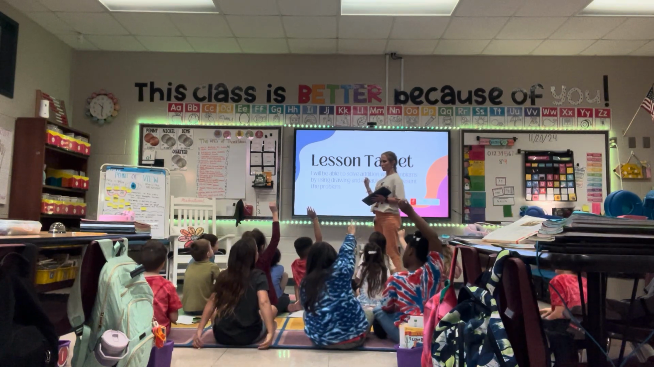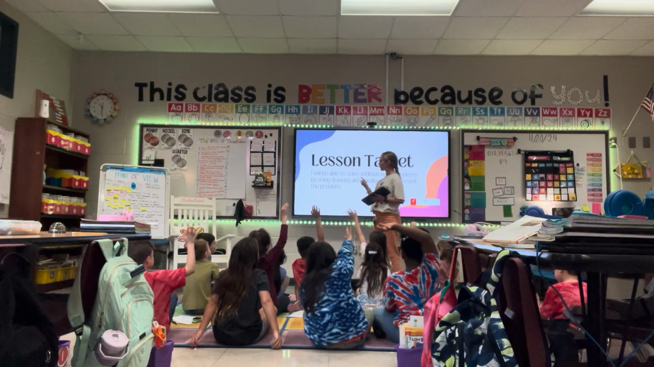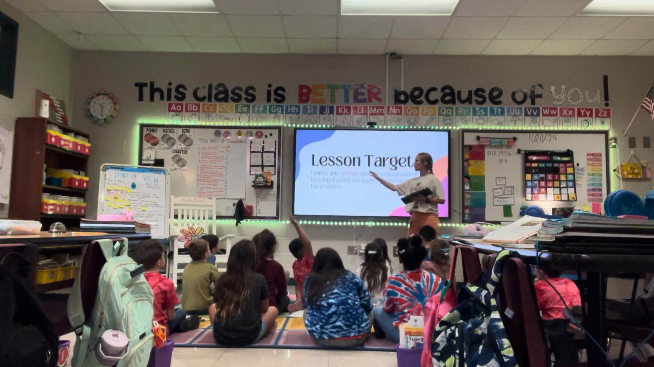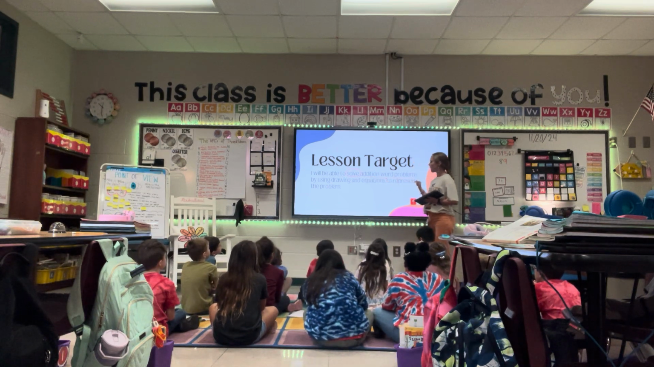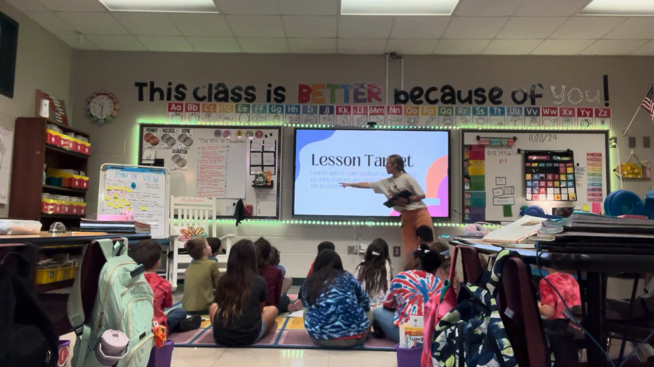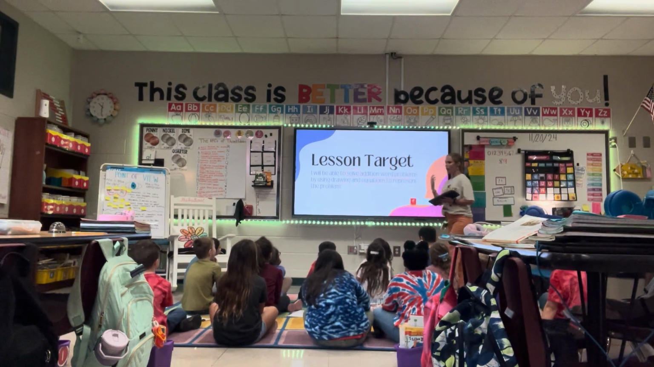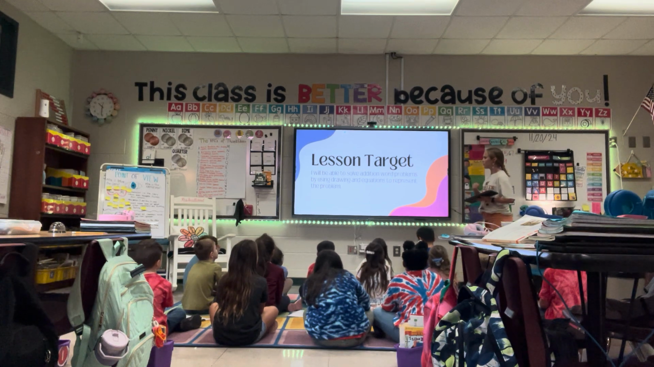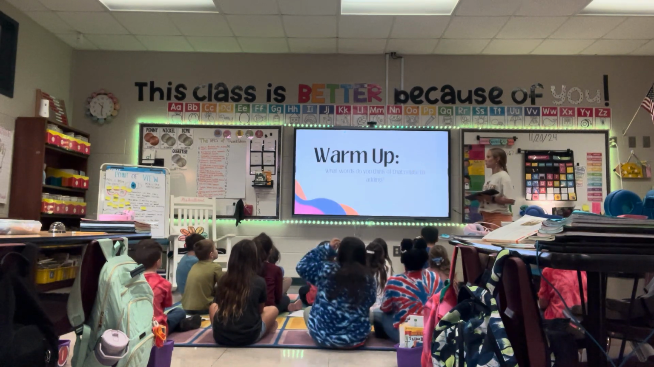Berkeley. Solve. So by the end of this lesson, you are going to be able to solve addition word problems. And to solve those addition word problems, you are going to use drawings and equations to represent the problem. So we're going to be solving addition word problems using drawings and equations to represent the problem.